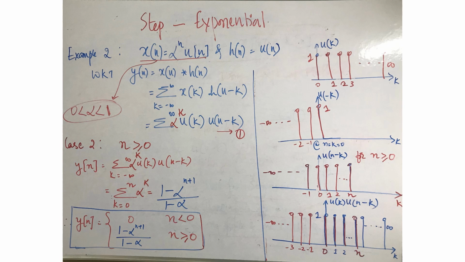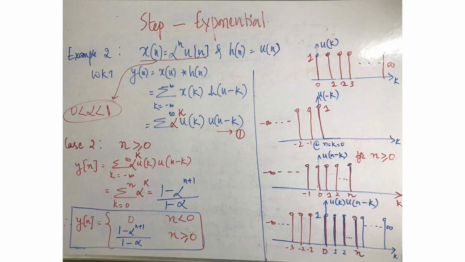Now if you see carefully, u of k and u of n minus k, between the range 0 to n, the samples of both the signals will overlap. That is equal to 1. U of k and u of n minus k is equal to 1 between 0 to n. If we simplify in this equation, summation will change from minus infinity to plus infinity as 0 to n alpha to the power k, and this product is 1, which is equal to 1 minus alpha to the power n plus 1 divided by 1 minus alpha.